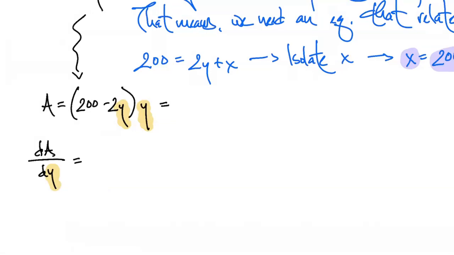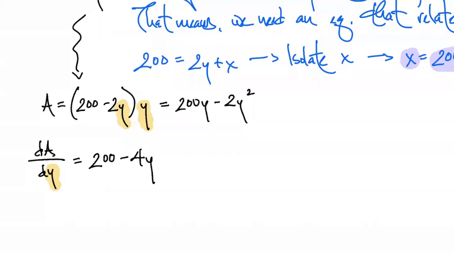But check this out. I can distribute this and I'm going to get 200y minus 2y squared. Now what rule do I need to take my derivative? I'm only going to need power rule. That's it. All right. Now let's take our derivative. Derivative of 200y? Good. 200 minus the derivative of 2y squared just gives me 4y. Very nice.